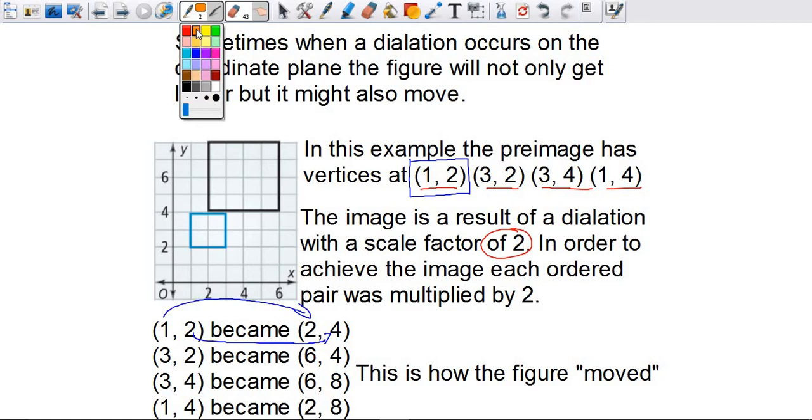So let's try the next one. We have 3 and 2. We take the 3, multiply it by 2, it becomes a 6. Take the 2, multiply it by 2, it becomes a 4. If we graph both of those, let's look at the first one again. The first one was at 1, 2, which would be this point. And then when we moved it, it became 2, 4, which moved it up to here. So that's how it can move. Same thing with all the rest. Hopefully you get the idea. You just multiply each number in the ordered pair by 2. So the 3, 4 becomes 6, 8. And the 1, 4 becomes 2, 8.